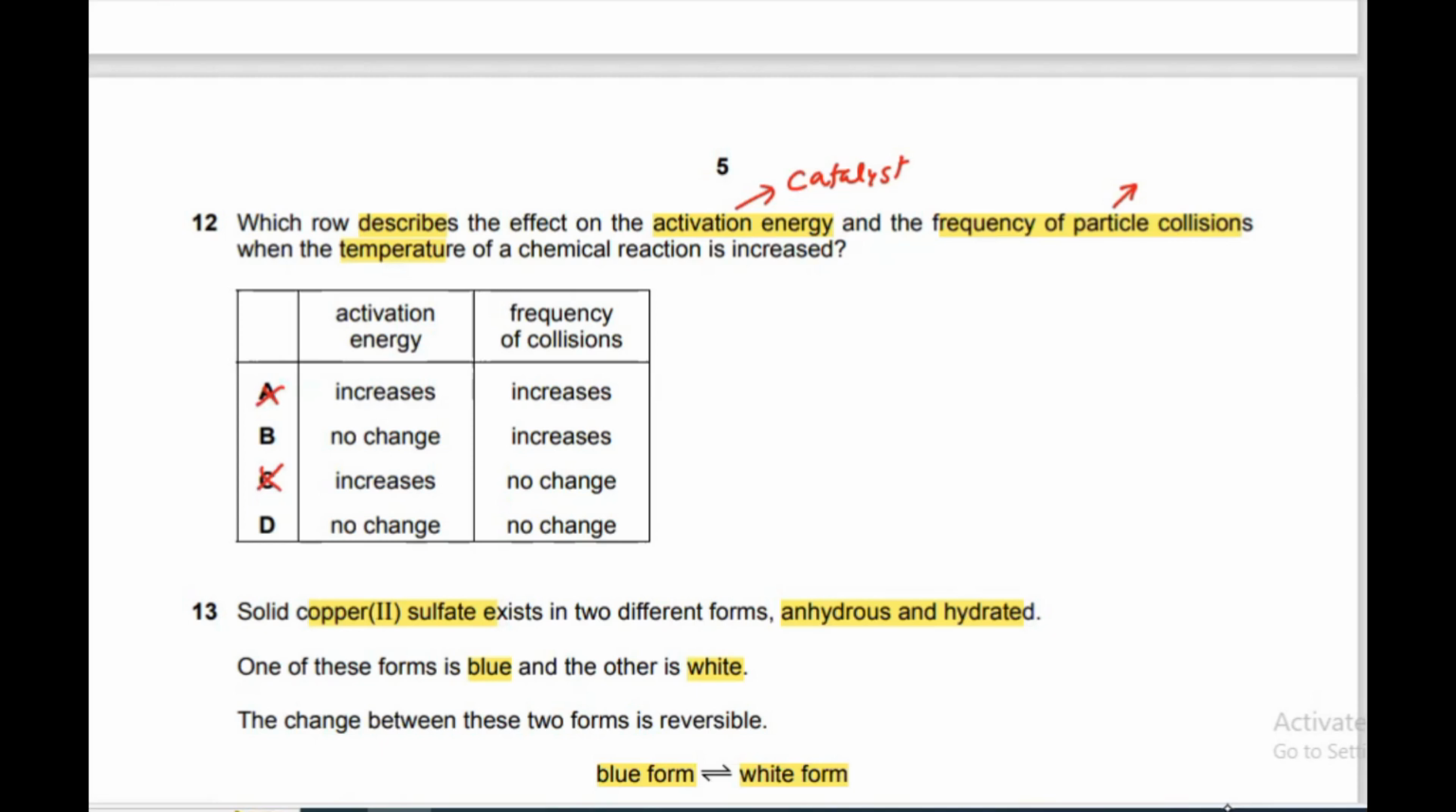Then frequency of the collisions, definitely that will increase when you increase the temperature. The particles gain more kinetic energy. They will start moving at a rapid pace, and the number of collisions per second will increase. So B is the correct answer.